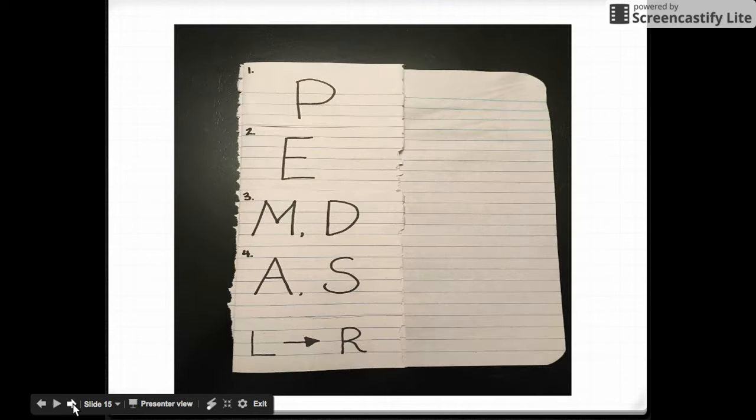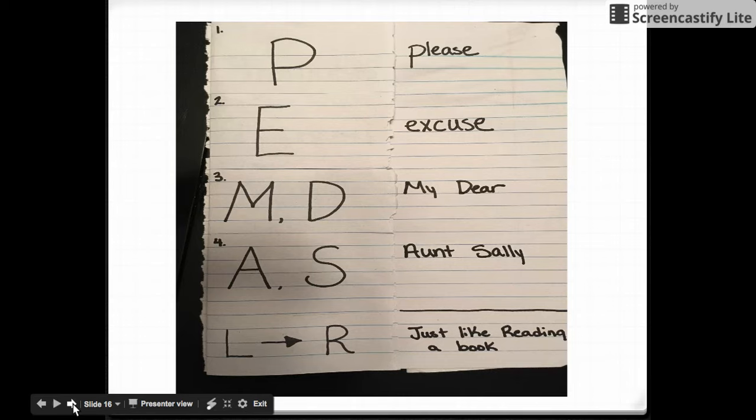We are now going to place our foldable onto our interactive notebook. Once we have all done this, I'm going to teach you a saying that will help us remember how to solve problems using order of operations. Next to the P, write please. Next to the E, write excuse. Next to the M and the D, write my dear. And next to the A and the S, write Aunt Sally. And then where it says work from left to right, just jot down just like reading a book.